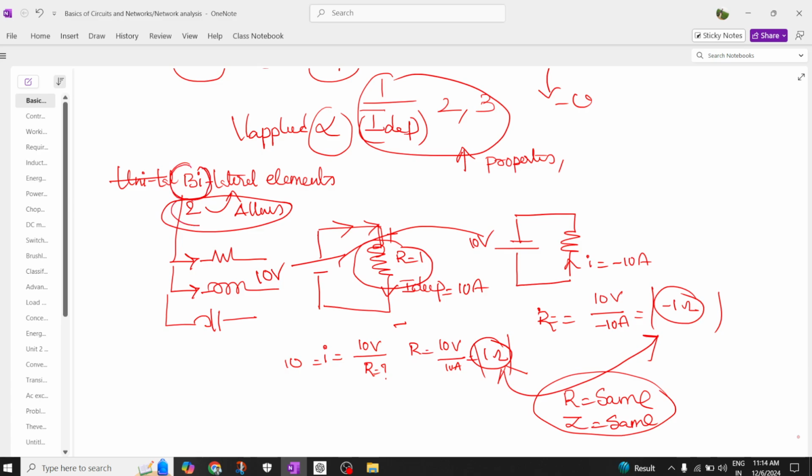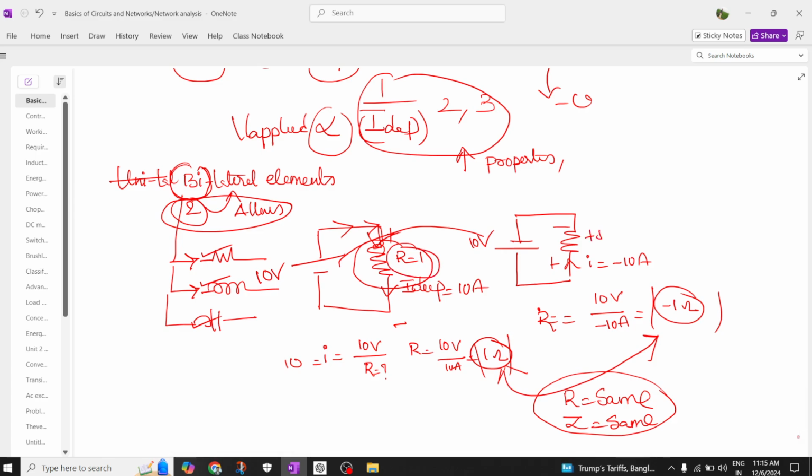So the resistor, inductor, capacitor allow the current in both directions, by which I mean two directions. So current can flow from top to bottom, or current can flow from bottom to top. It allows. Therefore those kinds of elements which allow the current in both directions, whether in forward direction or in backward direction, whatever resistance it is supposed to offer, it is offering the same.